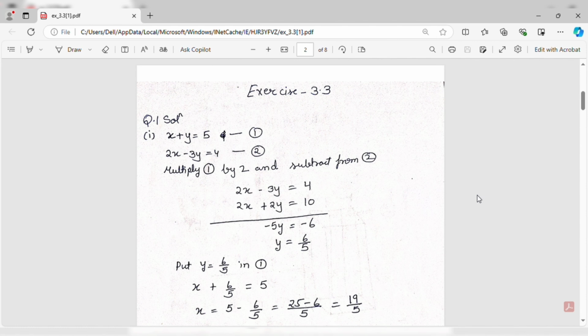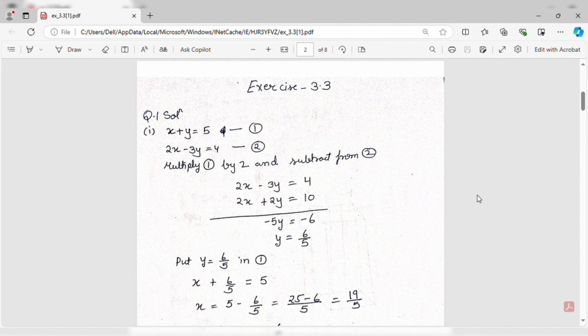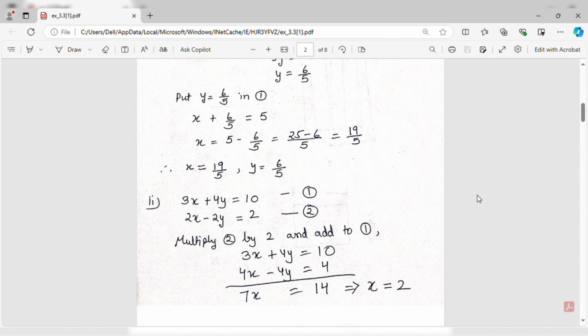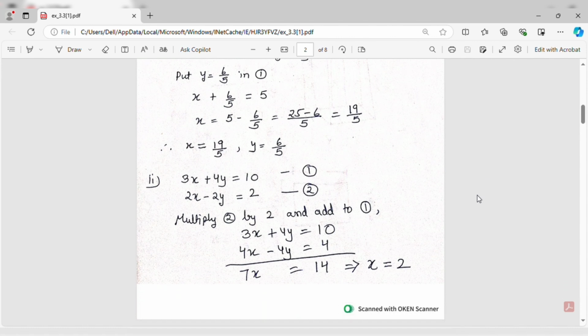second equation is 2x minus 3y equal 4. So we will eliminate here x. You can also eliminate y, it's your choice, but I am doing it by eliminating x. So in this I will multiply first equation by 2 and then subtract it from second equation. So when we will subtract both equations, we will get y equal 6 upon 5, and after substituting this value of y in equation 1, we will get x equal 19 by 5.